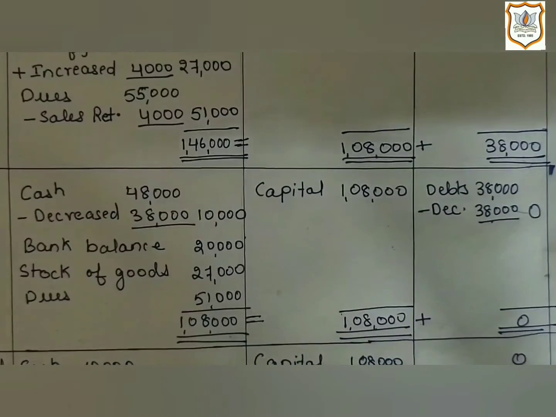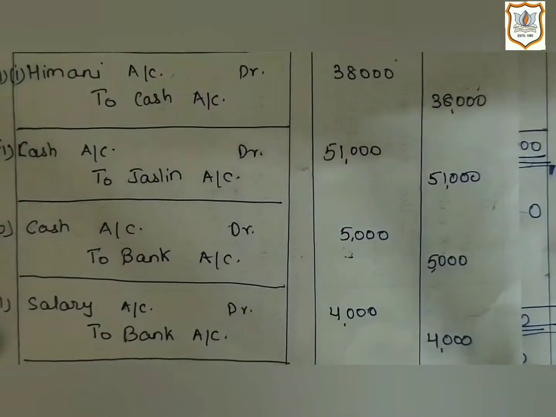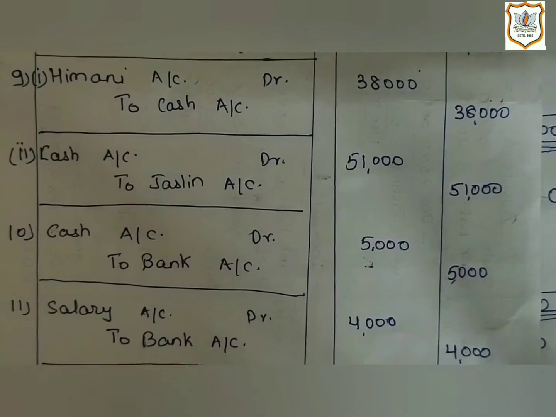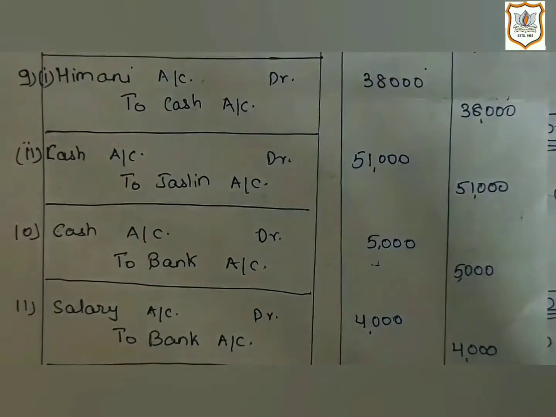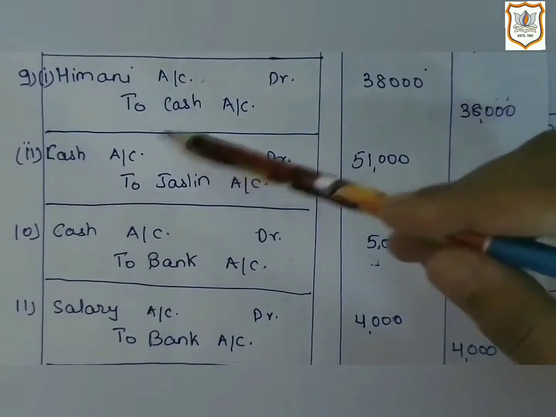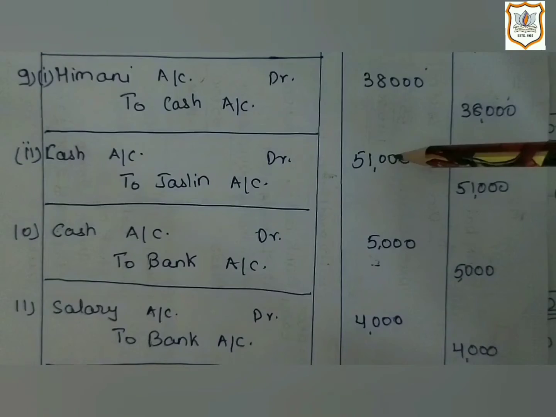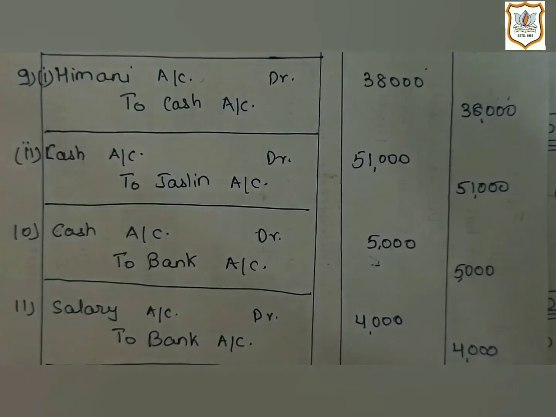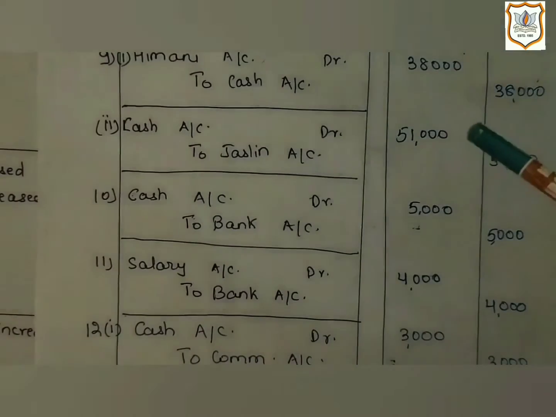Now let's move to second part of the same transaction, that is transaction number 9. Here it is also given that we have settled account with Himani as well as Jaslyn. So here for second part, our entry will be cash account debit 51,000 and Jaslyn account credit 51,000. Let us see calculation for this amount.